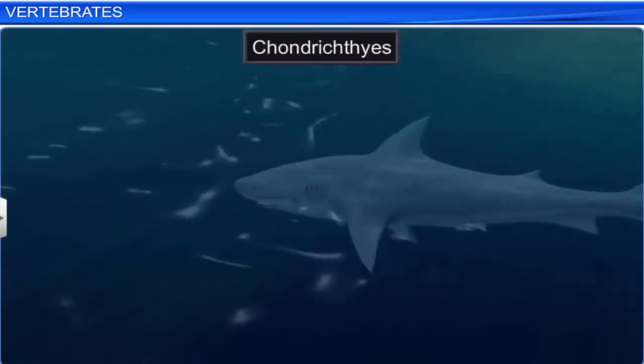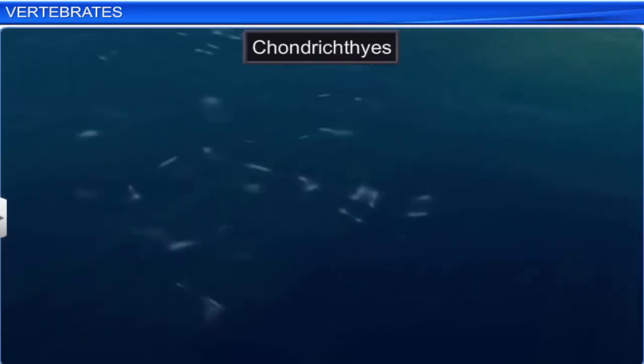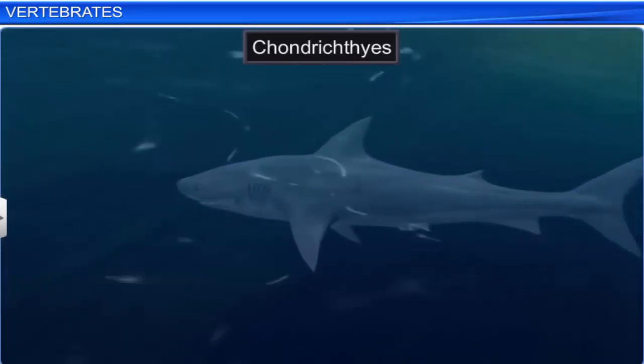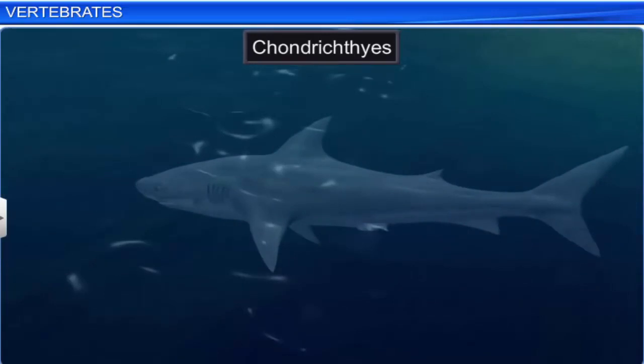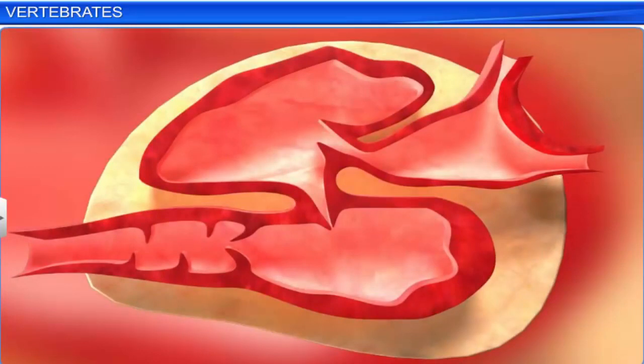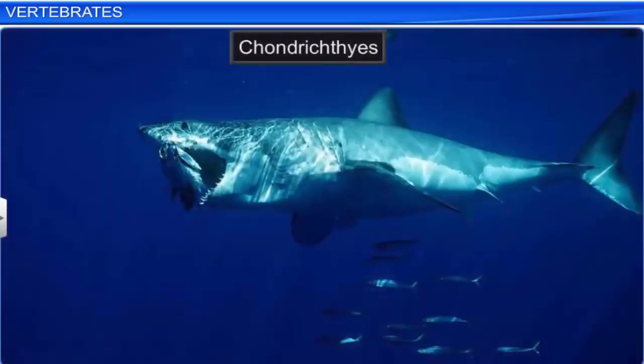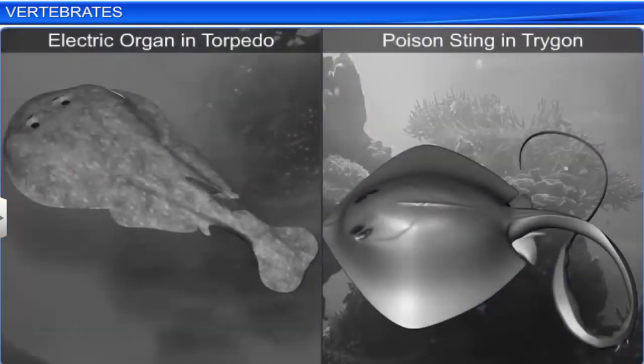Moreover, the absence of the air bladder forces them to swim constantly to remain buoyant. These fish are cold-blooded or poikilotherm and have a two-chambered heart with one auricle and one ventricle. They also have powerful jaws that make them good predators. Some of them also have an electric organ or a poison sting to protect themselves from predators.